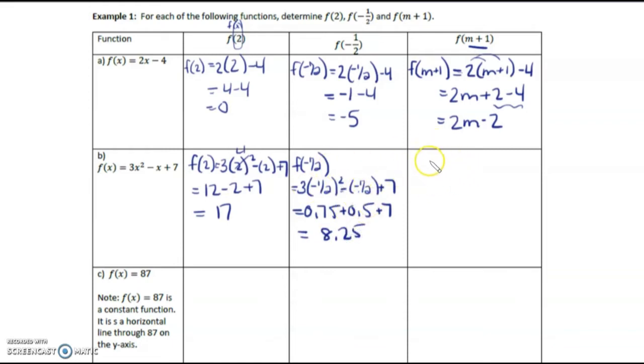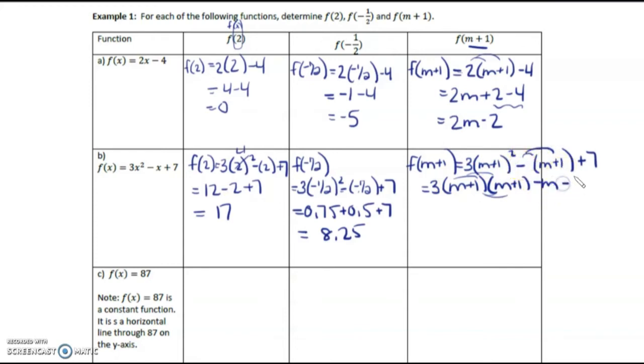Okay, this one's a little bit longer. I might actually use up all this space. So what is f at m plus 1? Well, we need to sub in m plus 1, and we need to square that. Then we need to subtract m plus 1, keep that in brackets, and then plus 7. This is a little bit different, so don't just square the m and square the 1. As you remember from our review of polynomials, we have to rewrite this and actually FOIL these. We can distribute the negative sign into this bracket, so negative m minus 1.